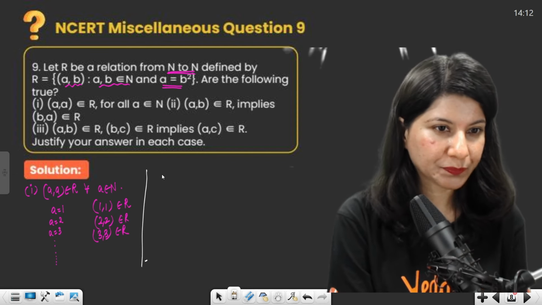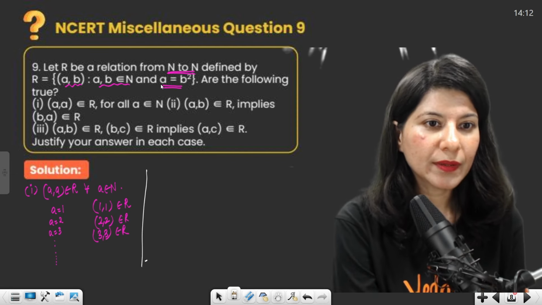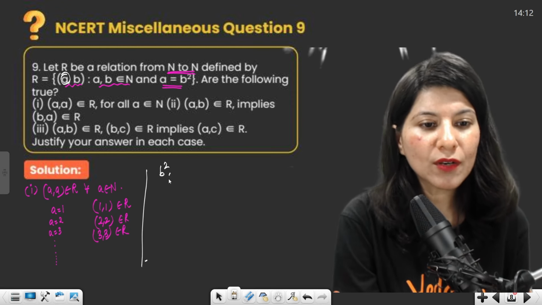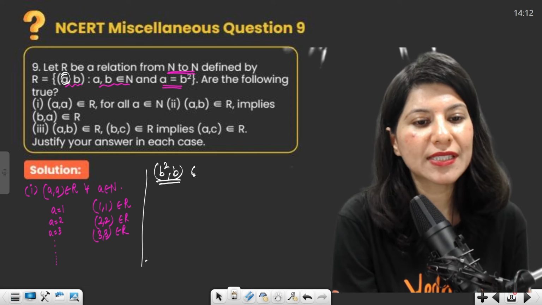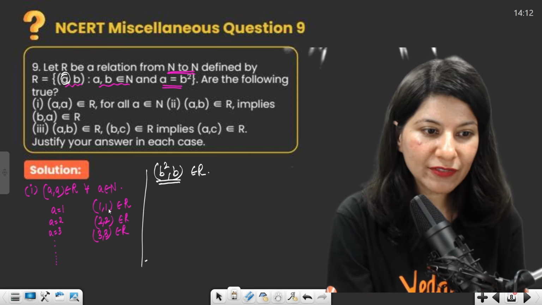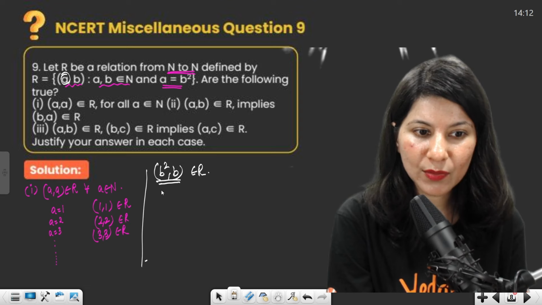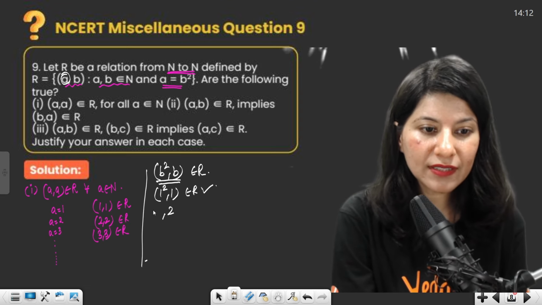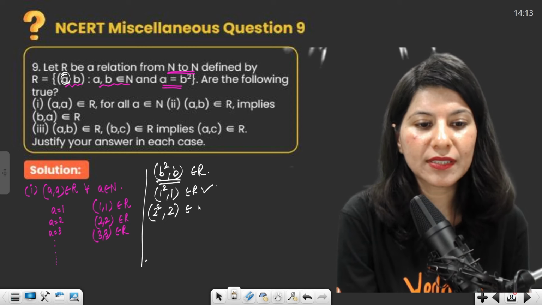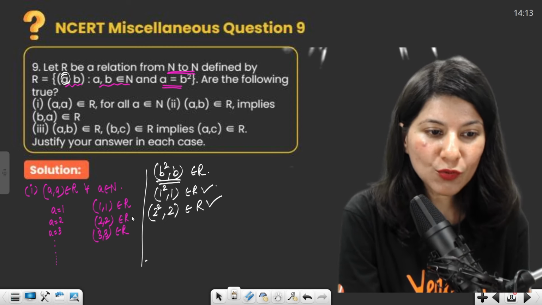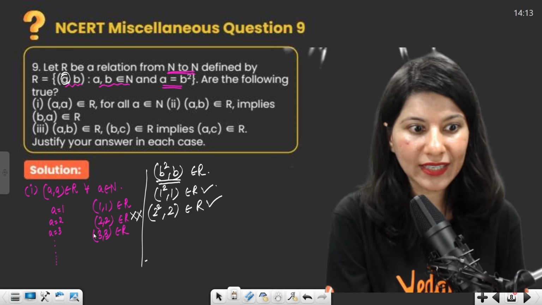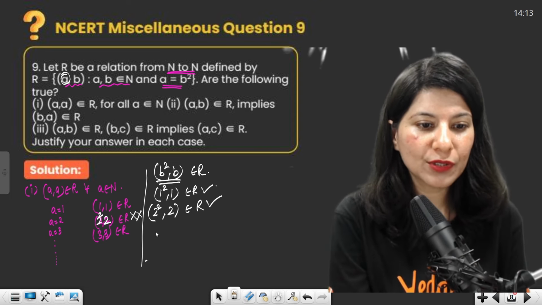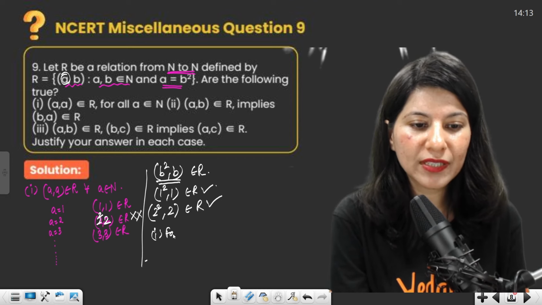That's what we are interpreting from statement one. Now let's check. So a = b². So basically (b², b) is the type of pair which will sit inside R. If b is 1, the second element is 1, so (1², 1) will sit inside R. If it is 2, then the first element should be 2². So (2, 2) will not at all sit inside R, because if this is 2, this has to be 2². So statement number 1 is absolutely false.